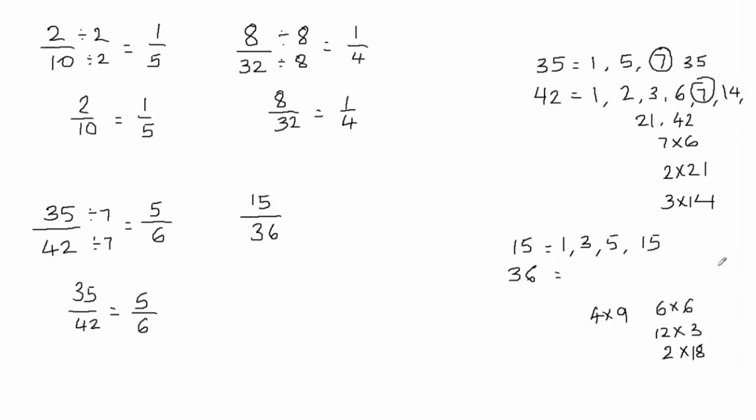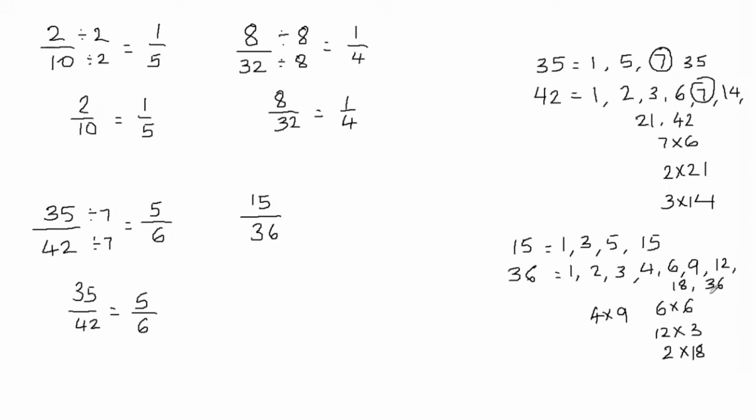We have to write the factors from 1 through 36. So the first factor is going to be 1. We're going to write all the factors in order. So 2, then we have 3, then 4, then 6, then 9, then 12, and then 18, and obviously 36. Now, if you want, you can stop after 12.